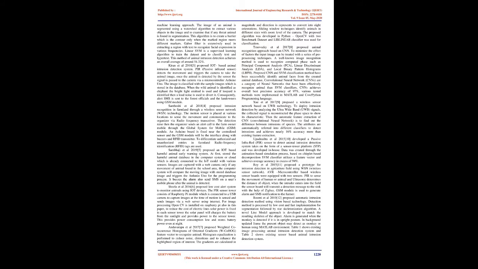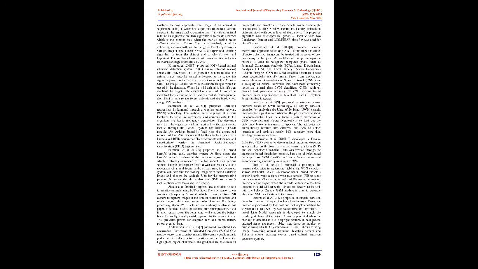Kiran et al. 2018-3 proposed an IoT-based animal intrusion detection system. PIR (passive infrared) sensor detects the movement and triggers the camera to take the animal image. Once the animal is detected by the sensor, the signal is passed to the camera via a microcontroller, Arduino Uno. The image is classified with the sample images stored in the database. When the wild animal is identified as an elephant, a bright light is emitted, and if a leopard is identified, then a loud noise is used to divert it. Consequently, an alert SMS is sent to the forest officials and the landowners using a GSM module.